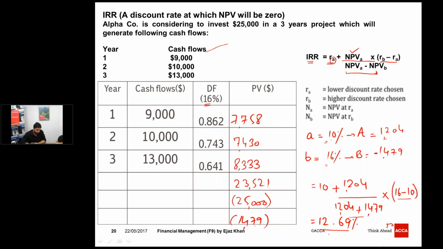No, Taha, we should not take the higher rate as A, because if we take the higher rate as A and then add something to it, if you look at the formula, if we write 16% as A and add something in it, the answer will be higher than the higher rate, whereas the answer of IRR should be in between the higher and lower rate.